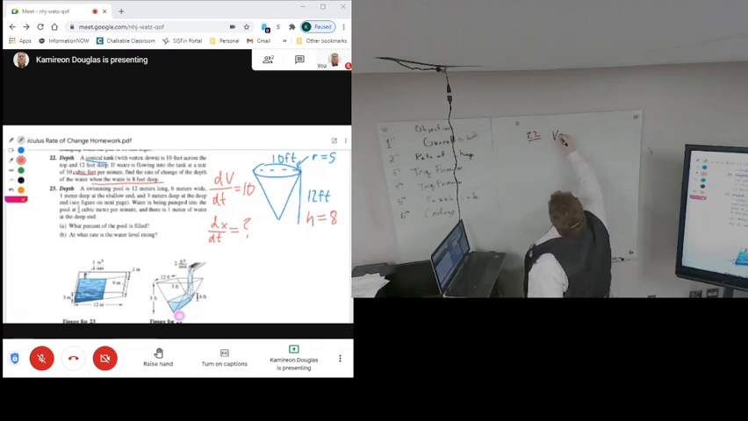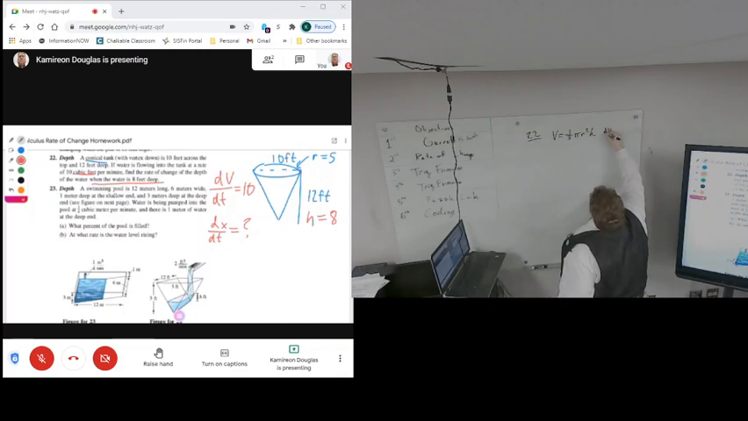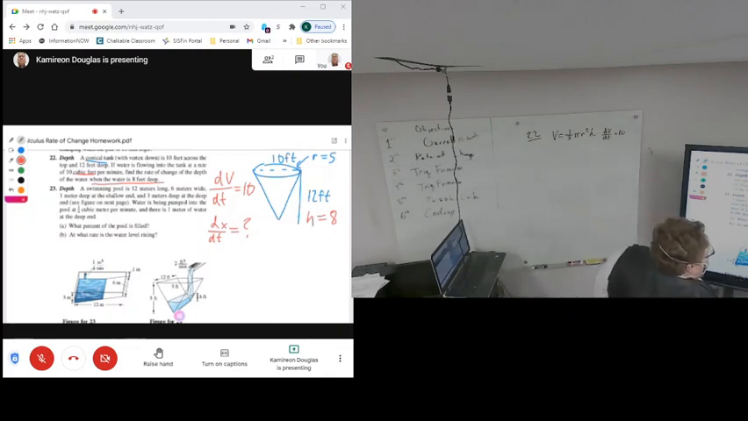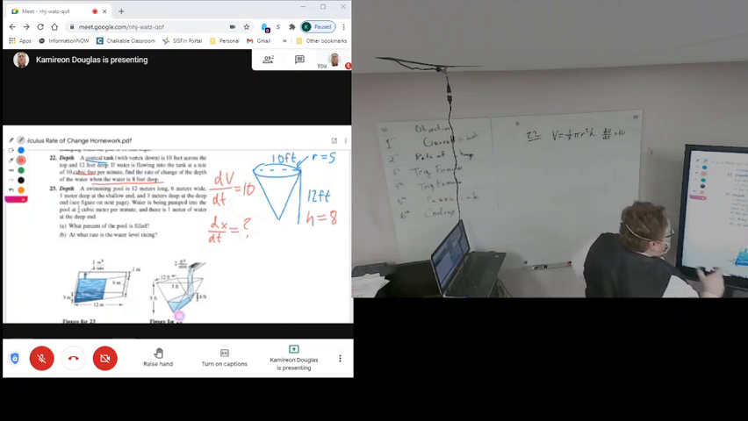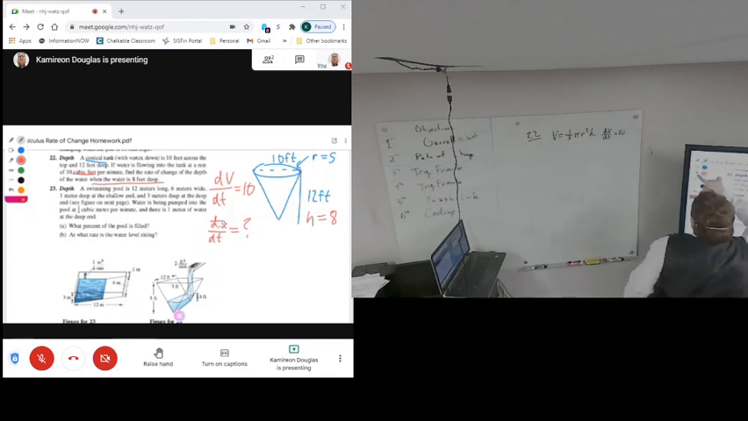We have V equals 1/3 pi r squared h. We know dV/dt is 10. We want to find out the rate of change of the depth. So dx/dt is a little confusing here.